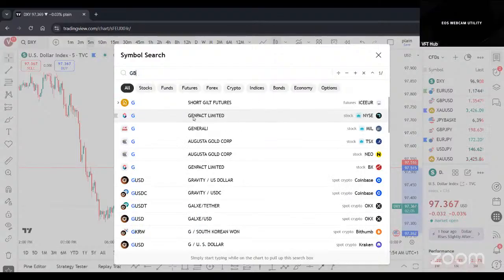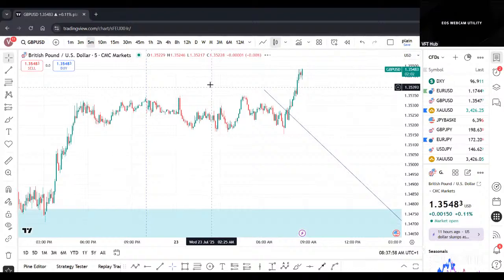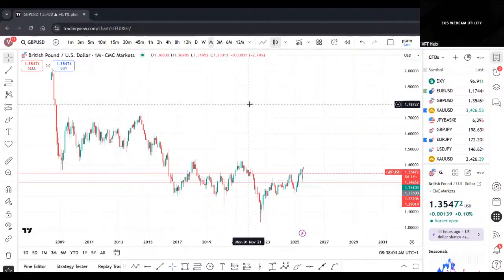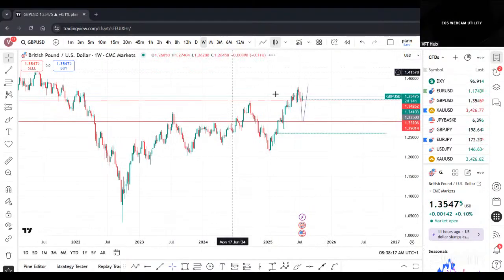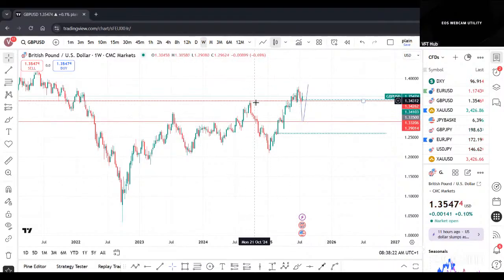Down to GBP USD. On the monthly time frame for GBP USD overall, we're seeing some breaks to the downside, but coming right here, we saw price taking out this high at 1.34613, and we're seeing even more push to the upside. Down to the weekly time frame, we've seen price take out this high right here, trade into premium, and we've seen some reaction off that level.